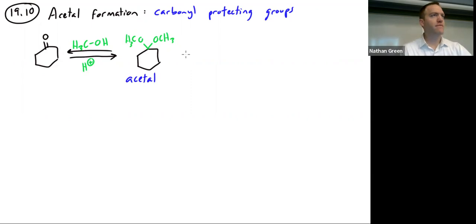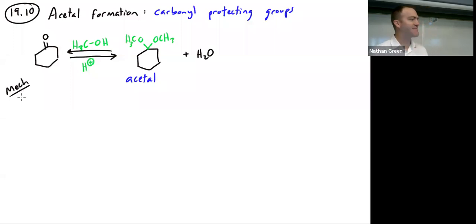Guess what other product we give off here? Water. Guess how you get this reaction to go backwards? Add water and acid. Guess what this mechanism looks really similar to? Amines. Yay. On the recording, you can't hear it, but everybody said, how does that reaction work? I need to see the mechanism. Of course, I'm going to show you the mechanism.